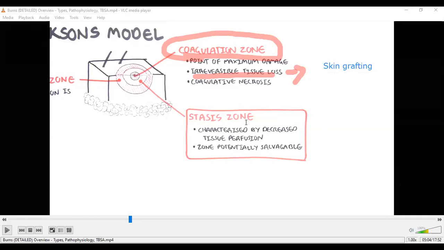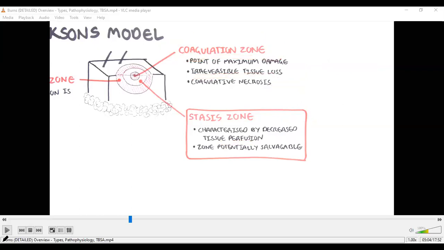Clear. Whereas in the stasis zone, there is decreased tissue perfusion. There is tissue perfusion, but it is decreased. If not taken care of, it may progress to the coagulation zone. So we will quickly revise; we'll discuss this in detail in our lecture number 3. That is a general thermal or radiation burn, the deep burns.